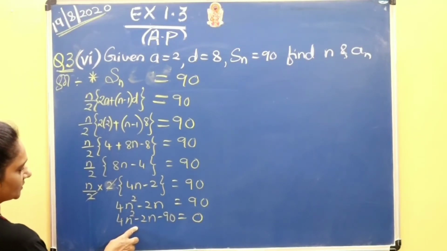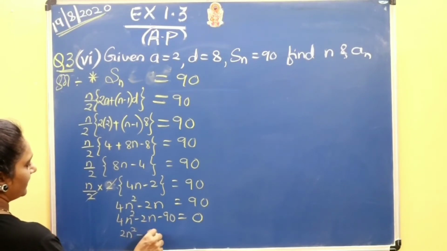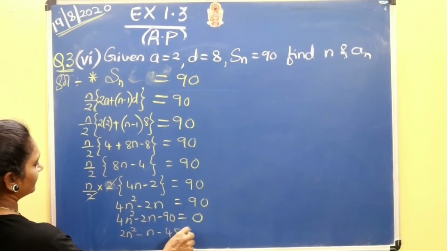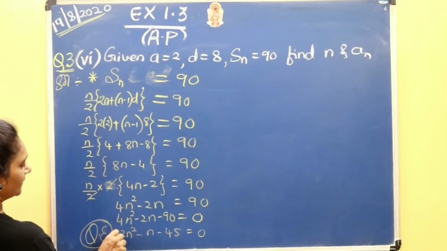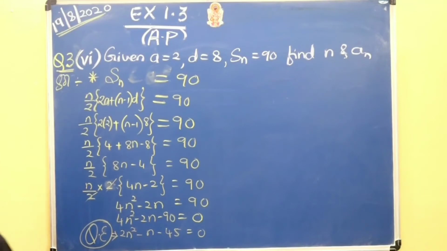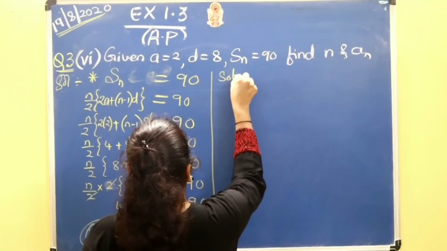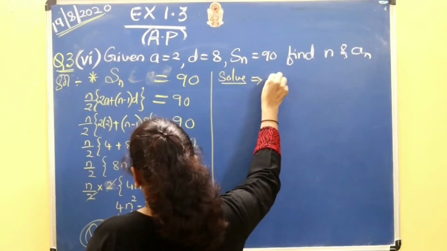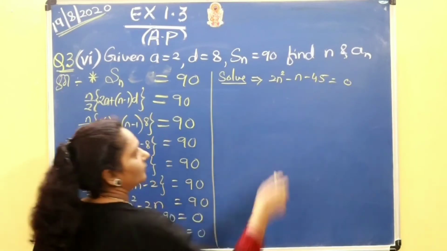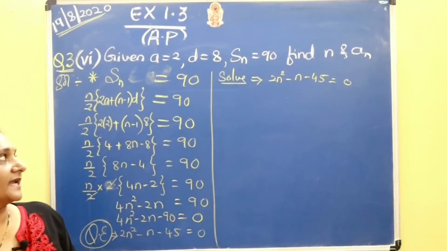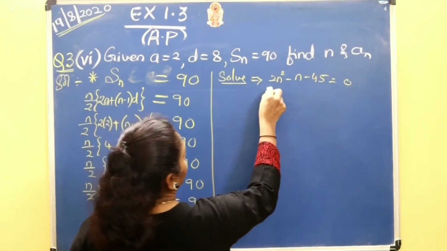This is a quadratic equation. Remove the common factor out. 2n square minus n minus 45 equal to 0. This is your quadratic equation. Solve it by finding the factors. Solve 2n square minus n minus 45 is equal to 0. If we multiply, we have to get 90. If you add or subtract, you have to get minus 1.